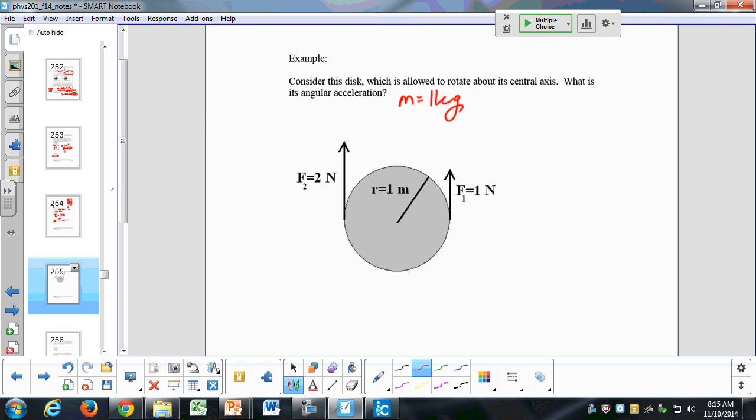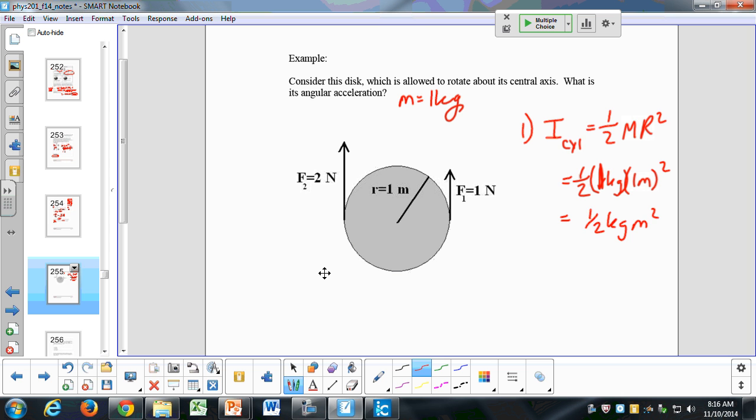All right. Several steps here I want to take. The first step is to find the moment of inertia. This is a cylinder. A disk is just a flat cylinder. So that moment of inertia, from your derivation or from that table, which will be on your equation sheet, is 1/2 mr squared. So I can calculate that. That's 1/2 of 1 kilogram times 1 meter, which is the radius, squared. So it has a moment of inertia of 1/2 kilogram meter squared.